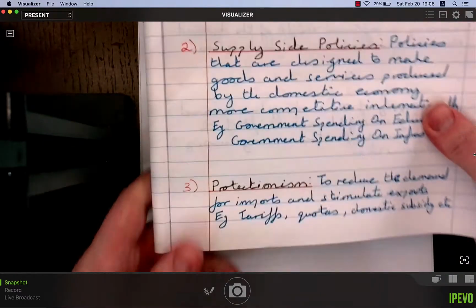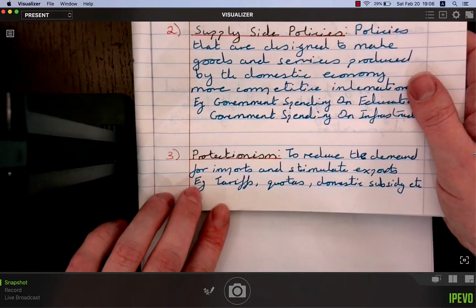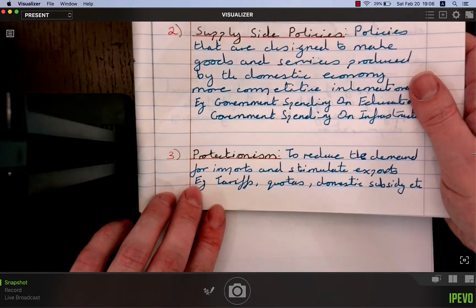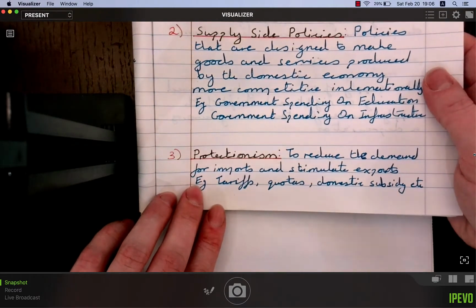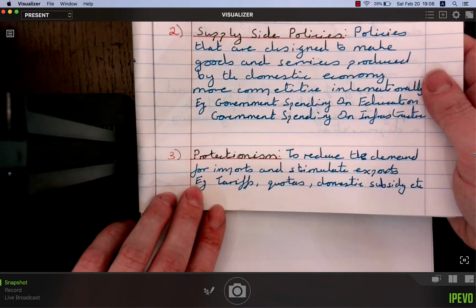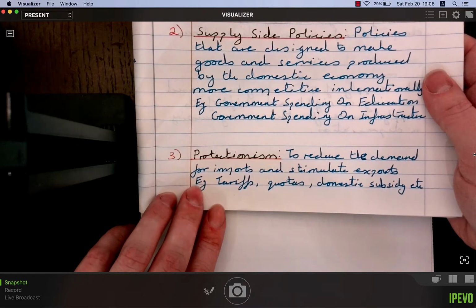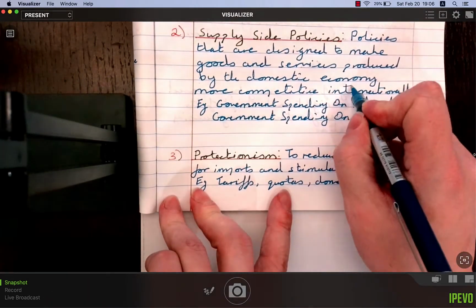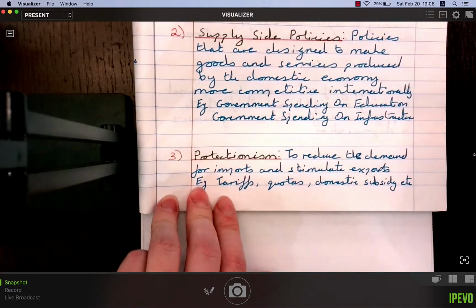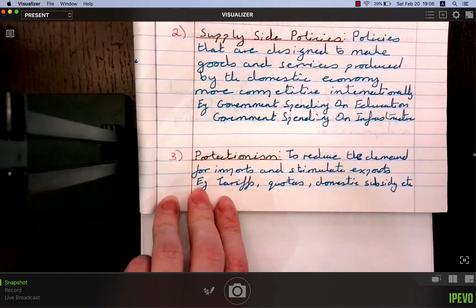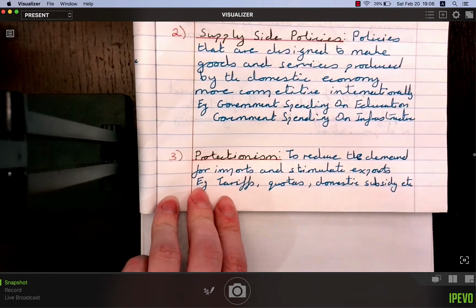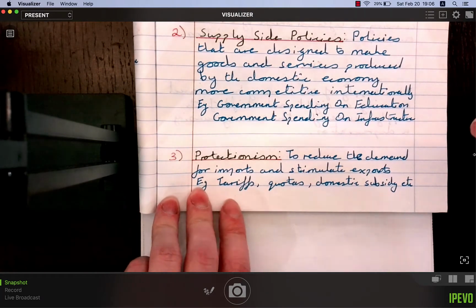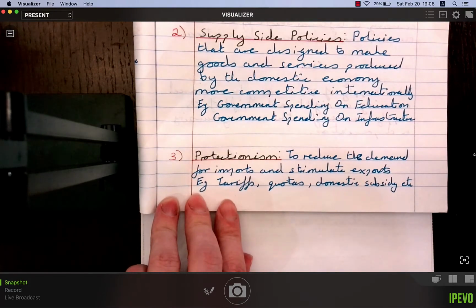Okay, now the next one is perfect, you can see it. Okay, supply side policies. Policies that are designed to make goods and services produced by the domestic economy more competitive internationally. Don't forget to cross your T's, guys. Internationally. So we've got government spending on education. Now, it's going to take a long, long time for supply side policies to come into effect. We know that from our studies already. Okay, but government spending on education or government spending on infrastructure.